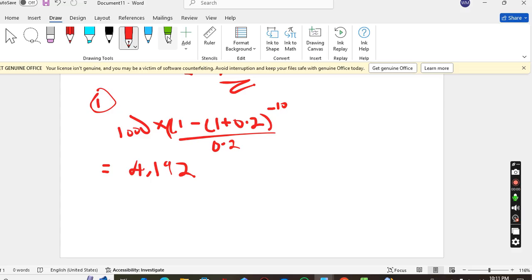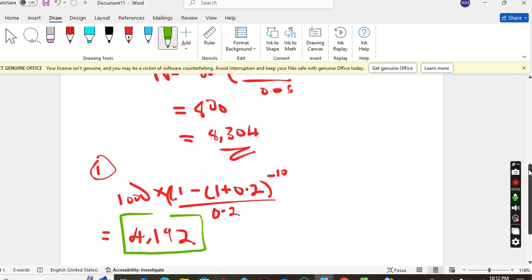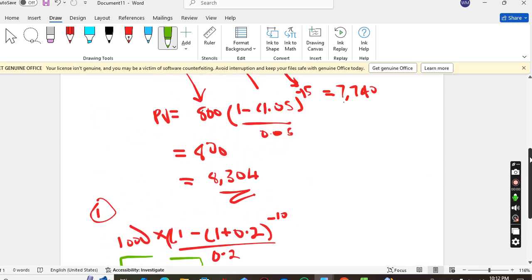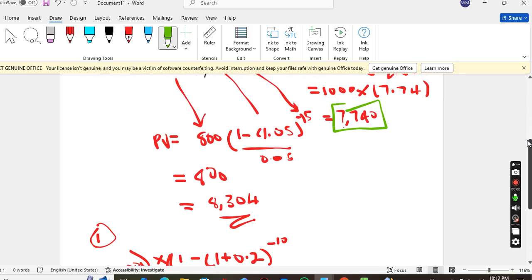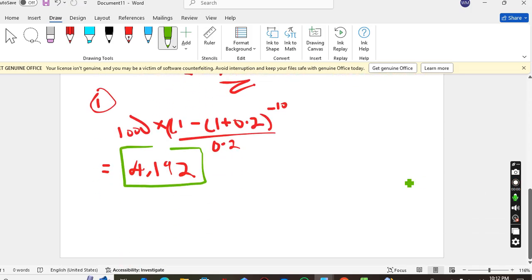Okay, so it's not part of the question, but let's compare these answers. Have you seen when the discount rate has been increased? At first, when the discount rate was low, you're getting 7,740. Now when you increase the discount rate, what happens? The amount that you're getting drops.